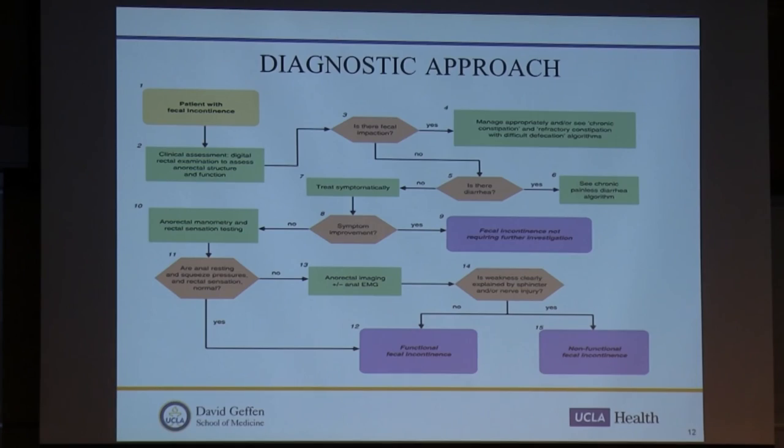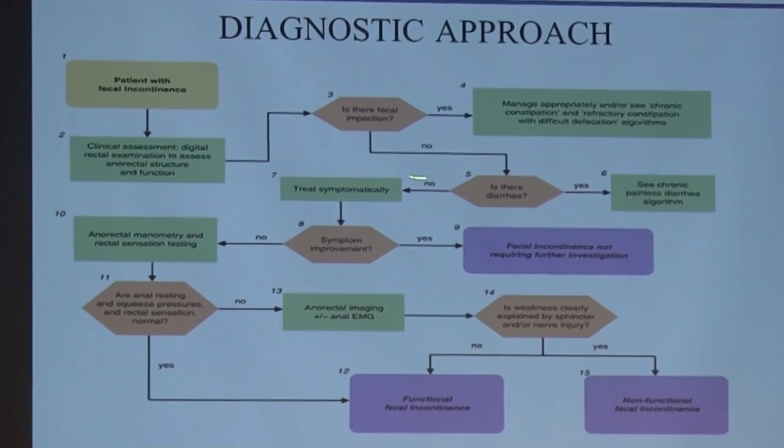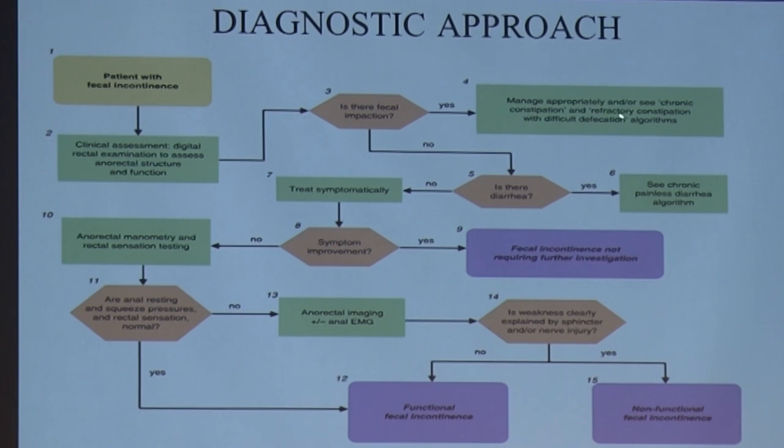So this is a complicated diagnostic approach that Dr. Rao actually put together, and it's in all your packets, so you don't need to follow this along. But again, the idea is you want to find out if somebody has fecal impaction or diarrhea. Because if there's fecal impaction, they're more likely to be constipated, and you want to deal with the refractory constipation or difficult constipation pathways. However, if there's no fecal impaction, then you want to know, is there diarrhea? So those are probably the two easiest questions you can ask in your practice. Are you usually constipated, or are you prone to diarrhea? I think that will help you to differentiate most of the patients.